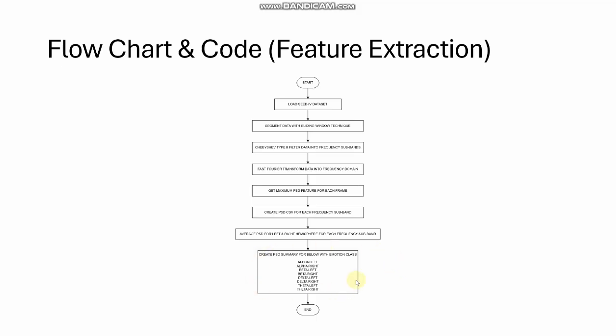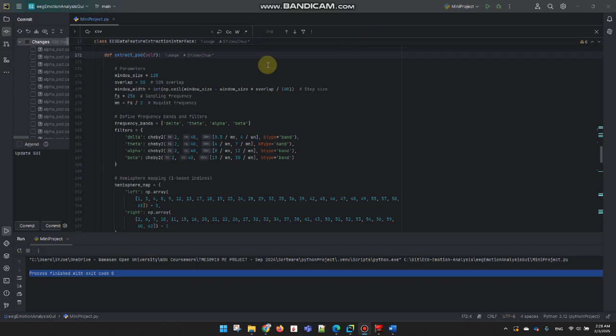So the eventual PSD file, a summary PSD file, is also a CSV format, and it can be further used for machine model training. So that's all for the feature extraction flowchart. This is the feature extraction function.